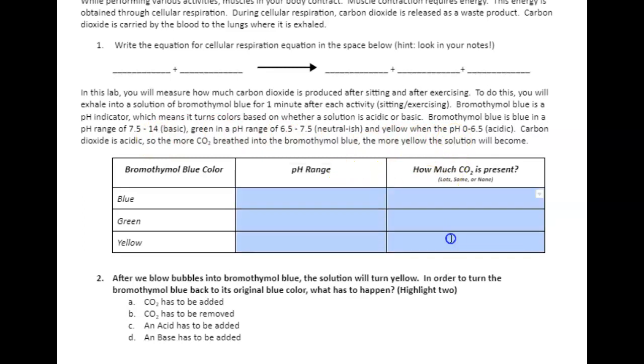So now we have to fill in the pH range and how much CO2 is present. So if we take a look here, it says bromethymol blue is blue in a pH range of 7.5 to 14. So that's what we're going to write here for the pH range, 7.5 to 14. If you want, you can write basic as well. And then how much CO2 is present? Well, that's our starting color, so we're not going to have any CO2 in there. So we're going to write none for that one. The opposite would be yellow, which has a pH of 0 to 6.5, and that would have a lot of CO2. So when we breathe our CO2 into that solution, it's going to turn from blue to yellow.